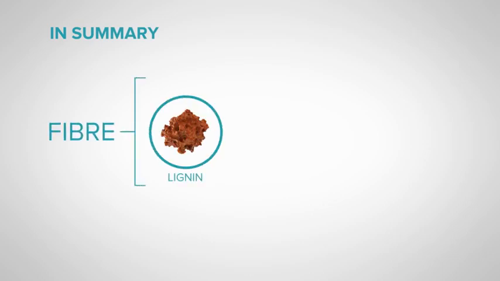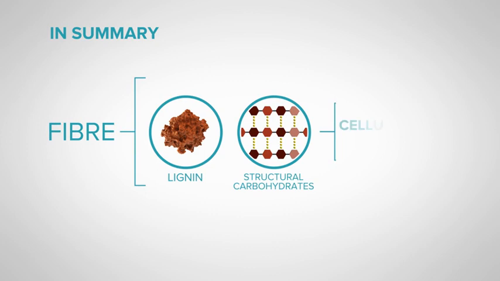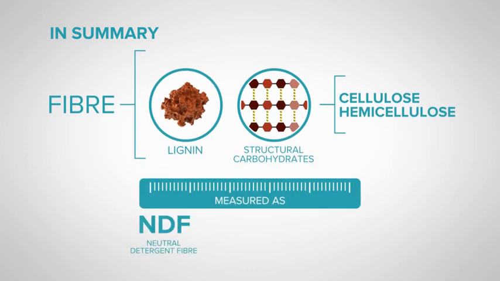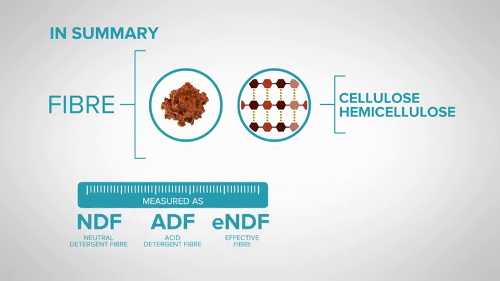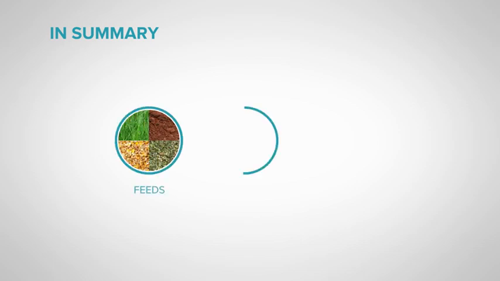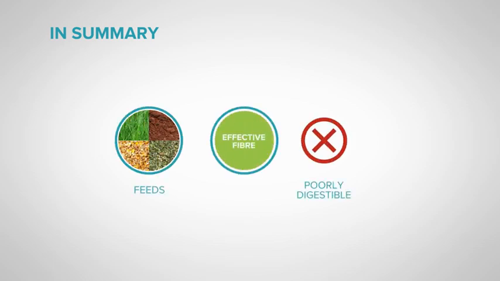So, in summary, fibre consists of lignin and the two structural carbohydrates, cellulose and hemicellulose. It can be measured as NDF, ADF, or effective fibre. A minimum level of fibre, and more specifically, effective fibre, is required in the diet to promote rumination and saliva production and ensure efficient rumen function.